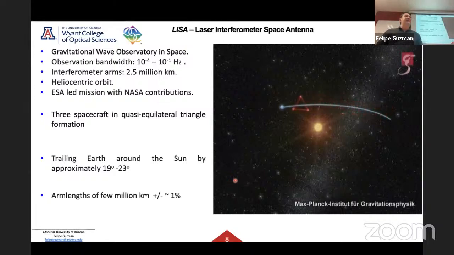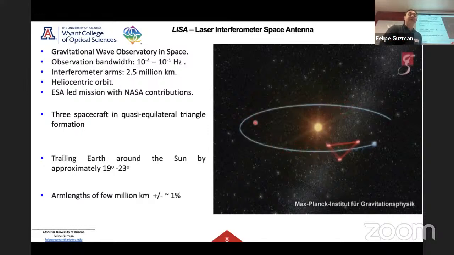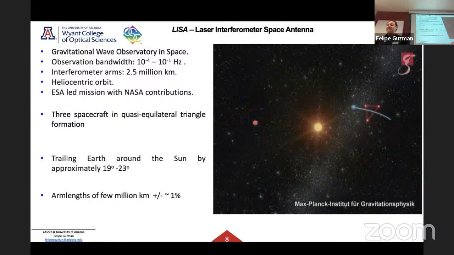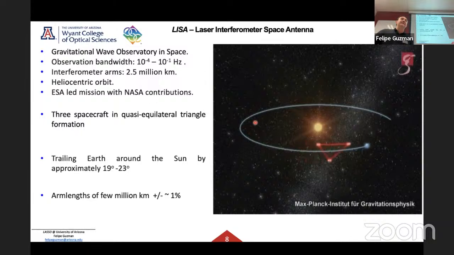So LISA is the Laser Interferometer Space Antenna. It consists of 3 spacecraft trailing the Earth around the sun. They're not orbiting around the Earth, separated by 2.5 million kilometers. So LISA was conceived about 31 years ago, when the first proposal was submitted jointly between ESA and NASA. And as you probably have heard recently, just about a month ago, it was adopted, with hopefully launch sometime around the mid-2030s.